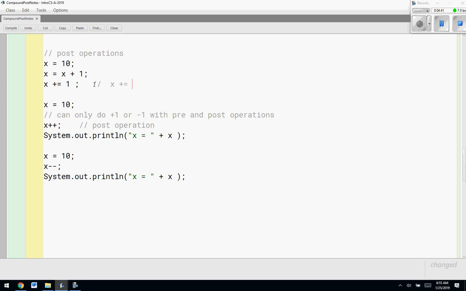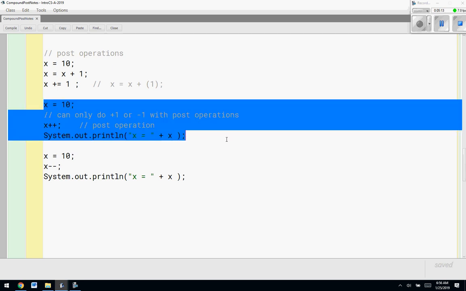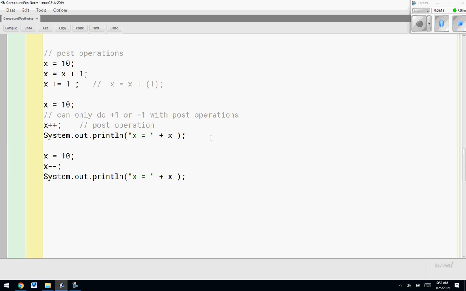Well, I can add 1 or subtract 1 with pre and post operators, but we're only going to worry about post operators. And so I can do that by saying x plus plus. And no, there is no x plus plus plus or x plus plus plus plus plus. It's just plus plus. So that's going to increase x by 1. So when I print off here, it's going to print x equals 11. And we can see that here.